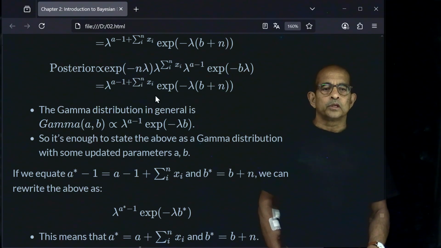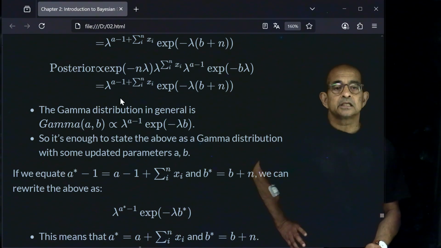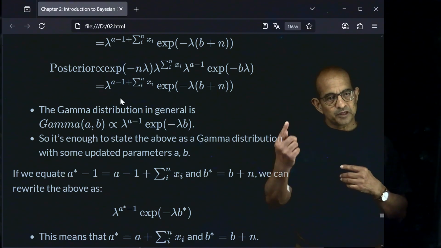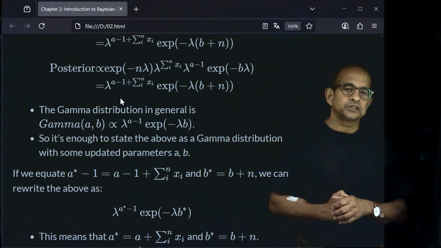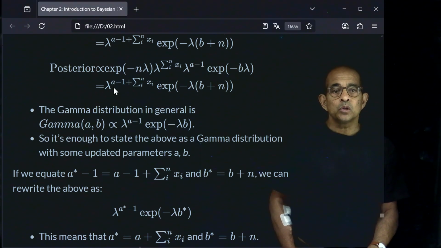So what I've got here now is the kernel of the posterior distribution expressed as a gamma distribution, right? So this is the kernel of a gamma distribution with updated a and b parameters. Remember when we defined the prior for the lambda parameter, the hyperparameters were a and b. Now the hyperparameters have changed, right? So in the posterior distribution, the parameters are now a plus sum of x and b plus n, where n is the number of data points.